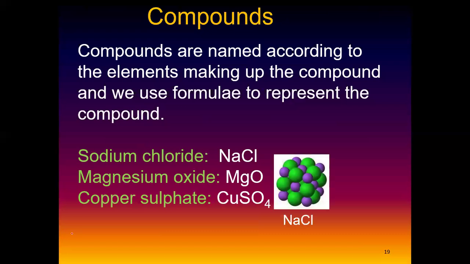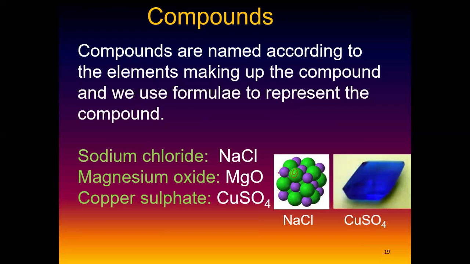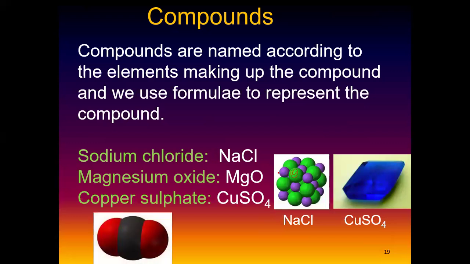And yeah, this is just the atomic structure of how sodium chloride looks like. So this is a sodium, and these are two molecules of chlorine. And then here we have copper sulfate. This is how copper sulfate looks like. And then here we have carbon dioxide. Here is carbon, and here are two molecules of oxygen. And then here we have magnesium oxide, which is in a powdered form. That's how magnesium oxide will look like.